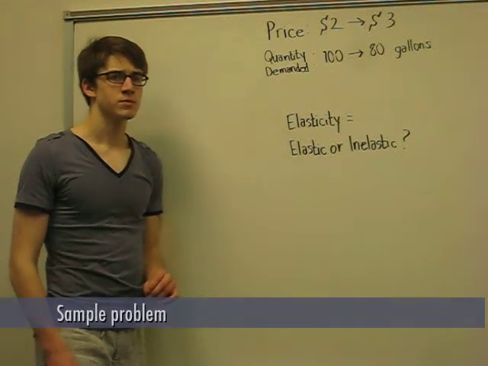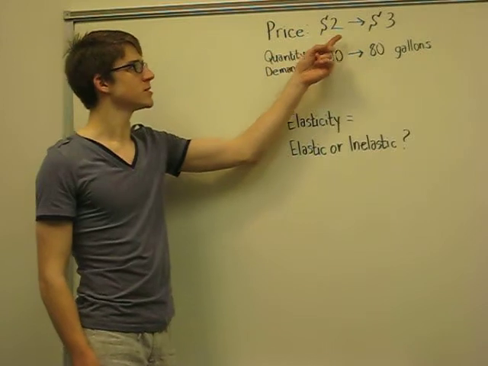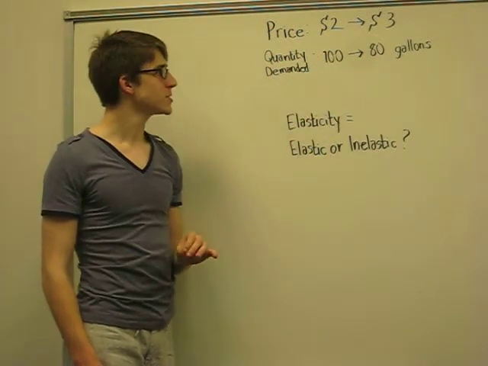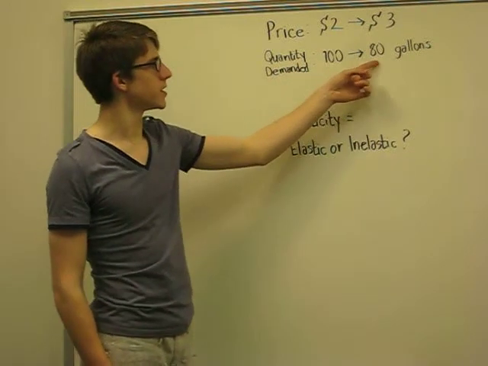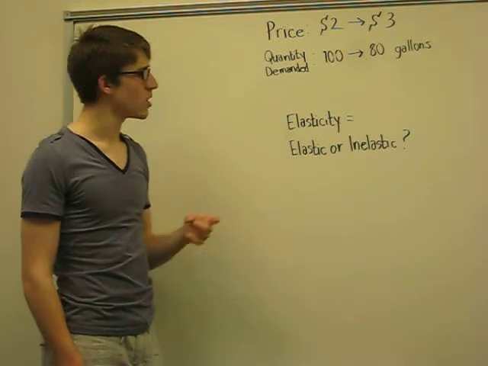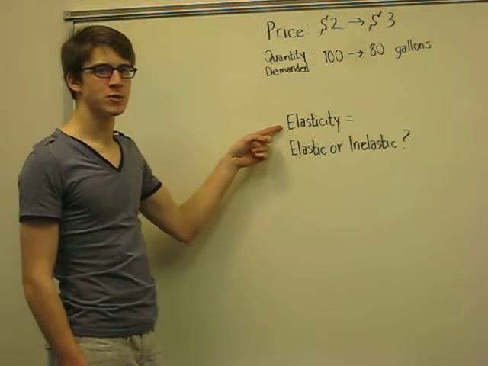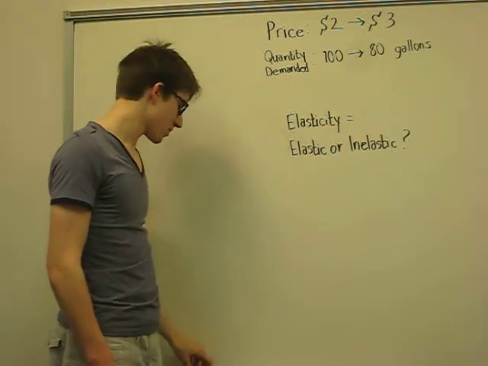Let's try a problem. Kroger decides to raise the price of its milk from $2 per gallon to $3 per gallon. Very soon they notice a decrease in the quantity of gallons demanded, from 100 to 80. There are two questions that you'll need to answer with this. First, what is the elasticity of milk at this price point? And second, is milk elastic or inelastic?